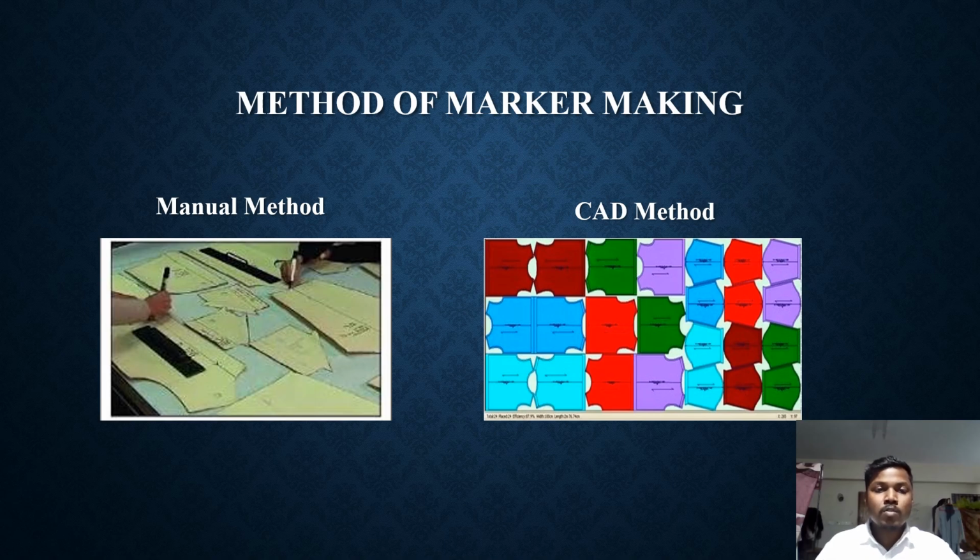Now I am talking about the methods of marker making. There are two methods of marker making: one, manual method; two, CAD method. Manual marker making method: pattern pieces are manually or physically arranged on marker paper by hand to create a marker. And computer marker making method: uses software to arrange pattern pieces on a digital platform to create a marker.